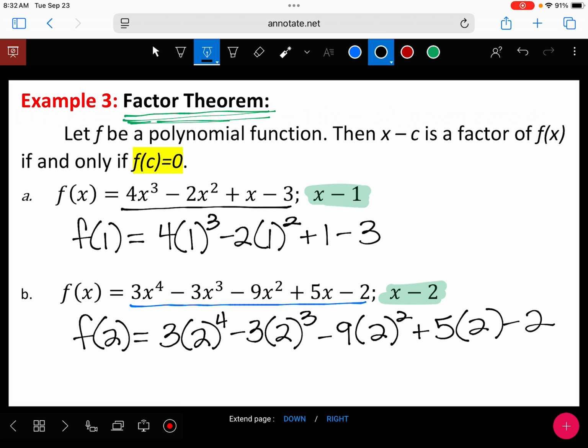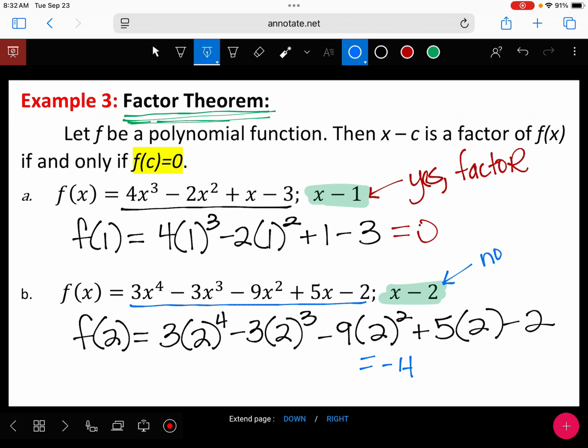So for the first one, you got yes, right? Because you should have ended with a 0, which means yes, this is a factor. For the second one, you should have got -4. Who got -4? So because we get -4, this means that x minus 2 is not a factor.